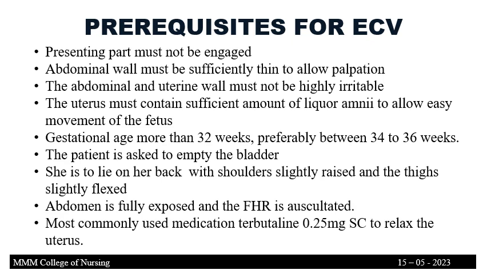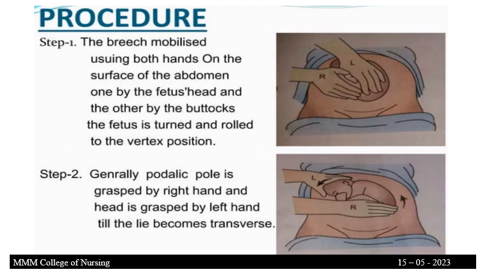Gestational age more than 32 weeks, preferably 34 to 36 weeks, and the patient is asked to empty the bladder. She is to lie on her back with shoulders slightly raised and the thighs slightly flexed. The abdomen is fully exposed and the FHR is auscultated. Most commonly used medication is terbutaline 0.25 milligrams subcutaneous to relax the uterus. So these are the prerequisites for external cephalic version.